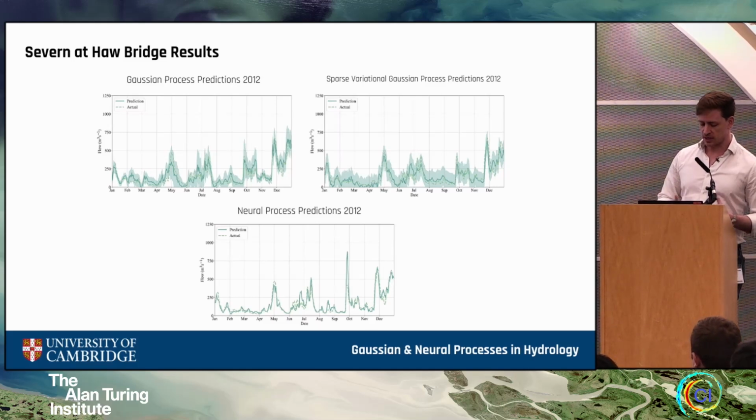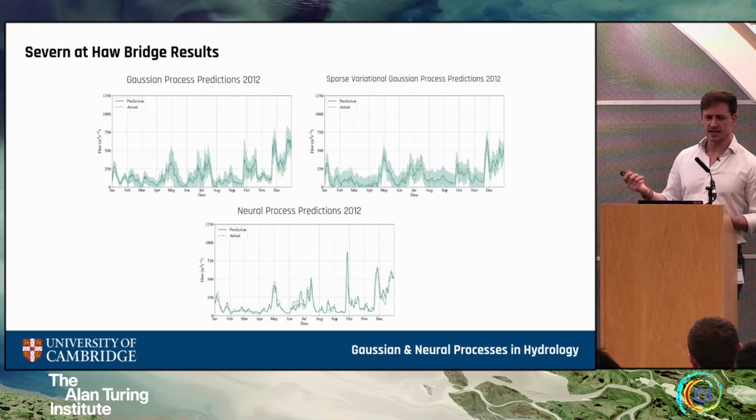And whilst that is the case, the other thing that happens is that the neural process, as you give it more data, becomes really certain about its predictions. That may be, in some contexts, a behavior that you want, but in this context it's a behavior that I would have liked to have avoided.